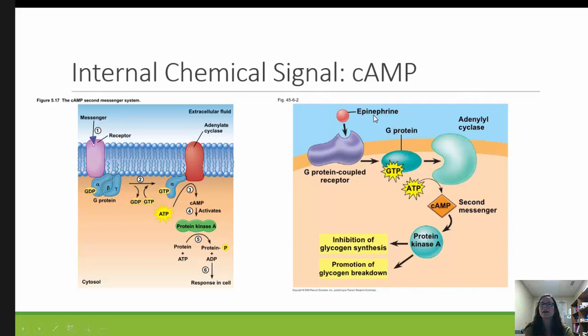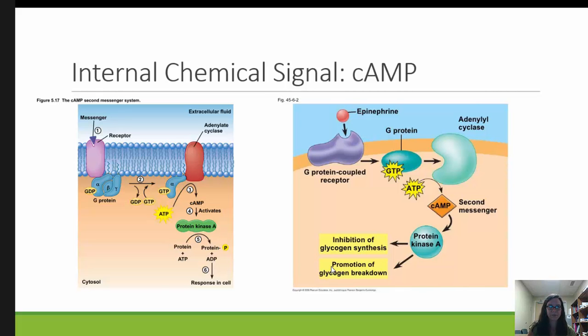Epinephrine is a stress hormone. Does it make sense that it's going to inhibit glycogen synthesis and promote glycogen breakdown? Yeah, it does make sense, because when we are in stress, our body is saying, okay, break down, give me energy, fight or flight, I gotta get out of here. So it's saying, I need energy. So it's gonna break down the glycogen to get you the glucose.